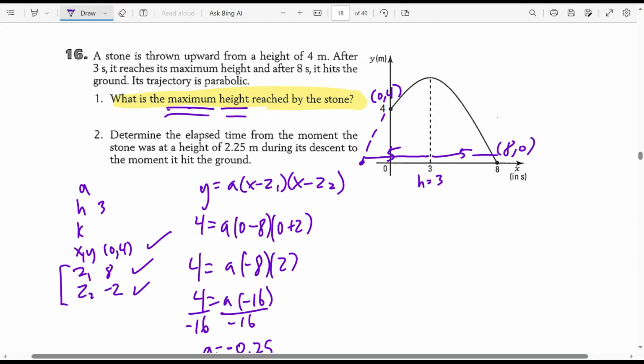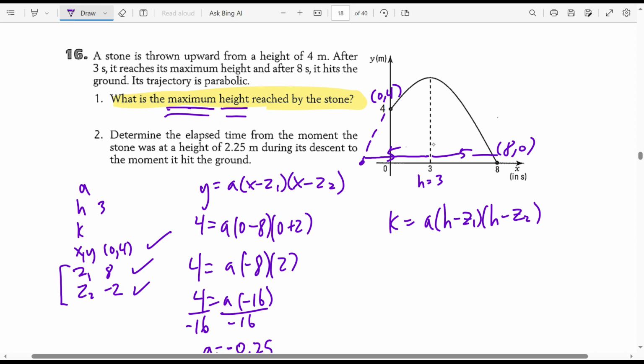So if I have to find the maximum height of this guy, what am I going to have to do to find it? What is it asking me to look for? K. It's saying find K. So what is K? So Alex, this is where I'm going to go to that memory aid and find out that the formula for K is just A times (H minus Z1) times (H minus Z2), okay? And then I just plug that in.